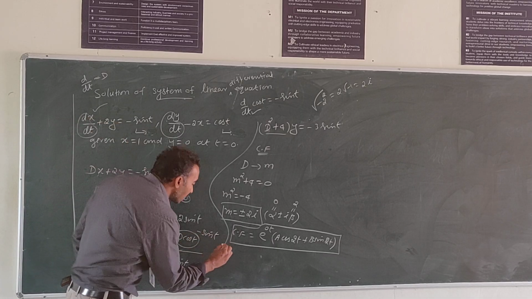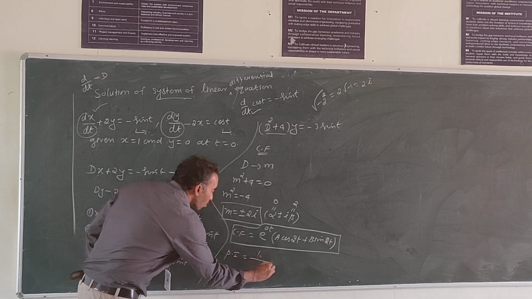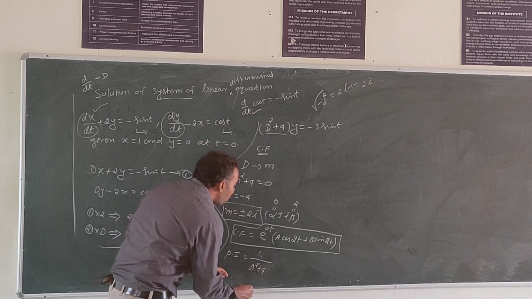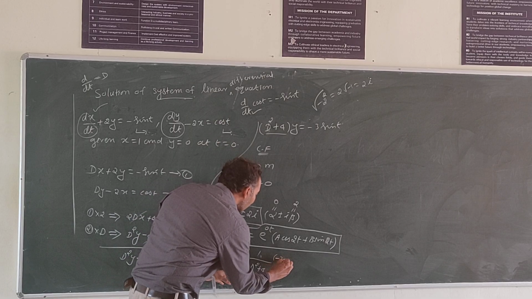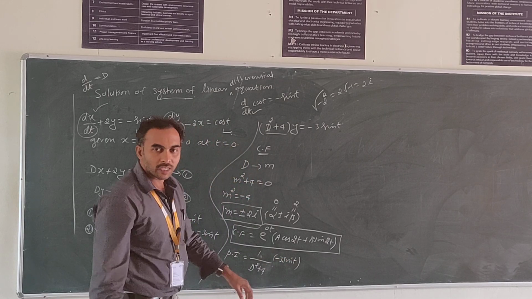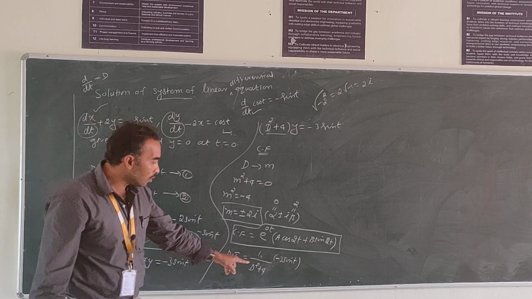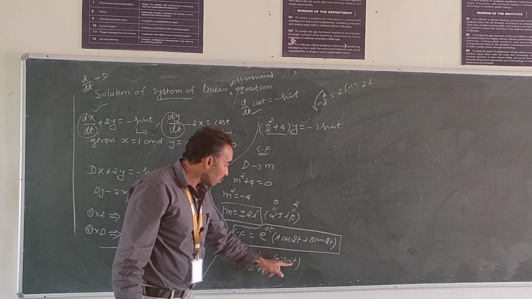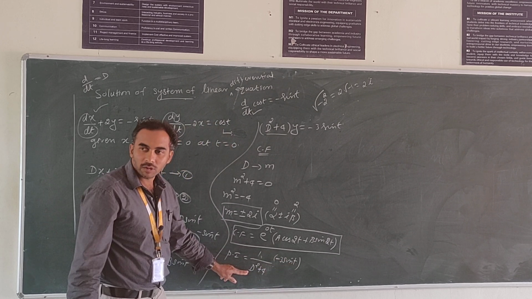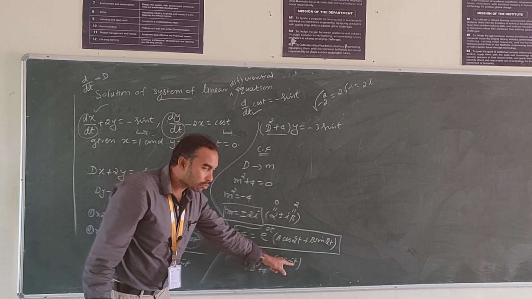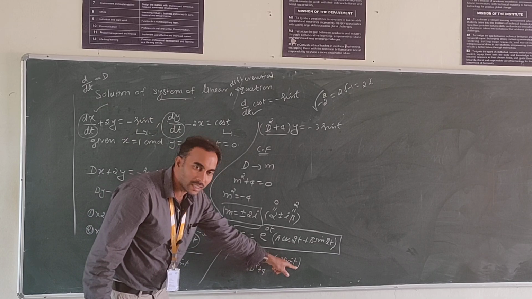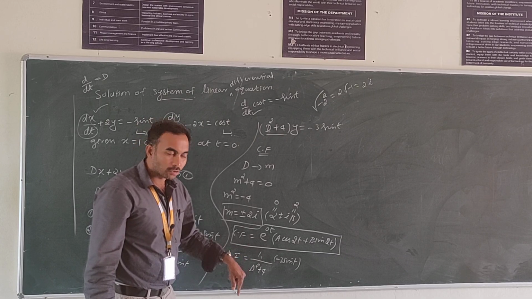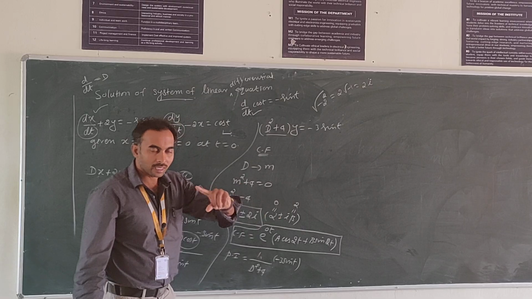Next we have to calculate the particular integral. Particular integral equal to 1 divided by, bring this term to the denominator, d square plus 4, minus 3 sin t. So it follows type 2. Sin t, that means sin 1t. Sin 1t means wherever we find d square, we have to replace it by minus 1 square. Suppose sin 2t, then minus 2 square. Sin 3t means minus 3 square.